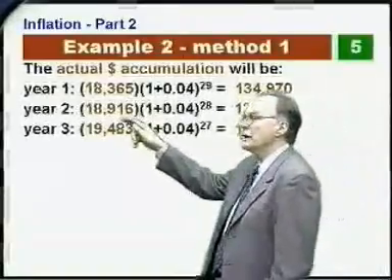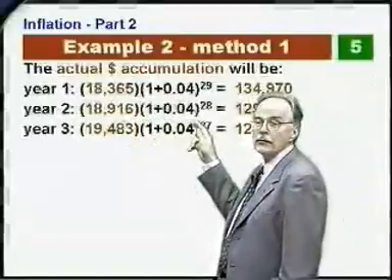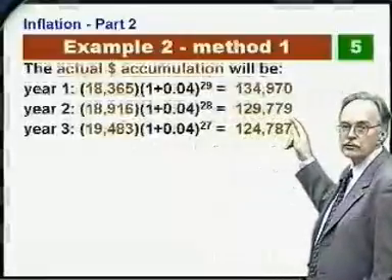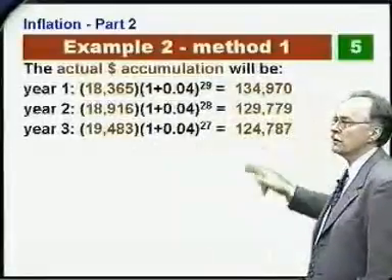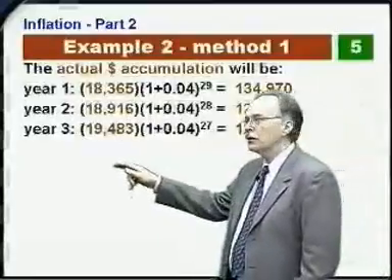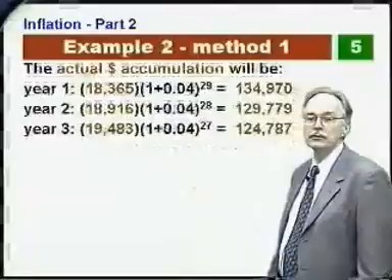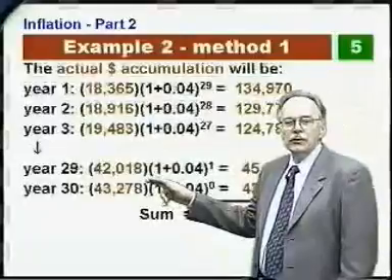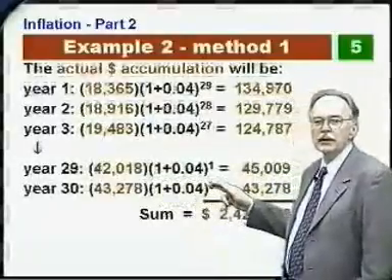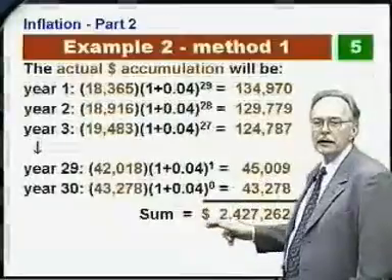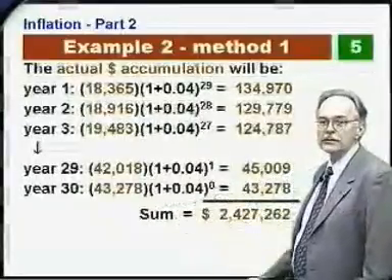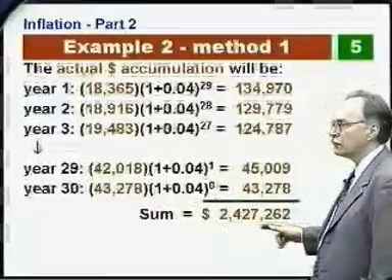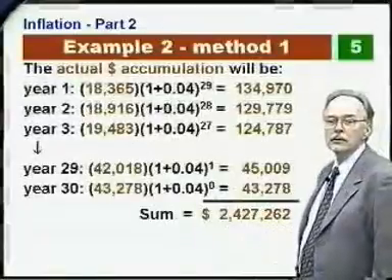The second deposit will be $18,916. That's going to earn for 28 time periods at the real interest rate. So that's going to contribute to our retirement fund $129,779. And so forth. The third year, $19,438. That's in there for 27 years. The 29th year deposit is $42,018. That only earns interest for 1 year, so that doesn't contribute quite as much. And the last year, of course, the money really doesn't have time to earn any interest. It just transfers through. So that gives us a sum of $2,427,262. That's more than the $1 million.